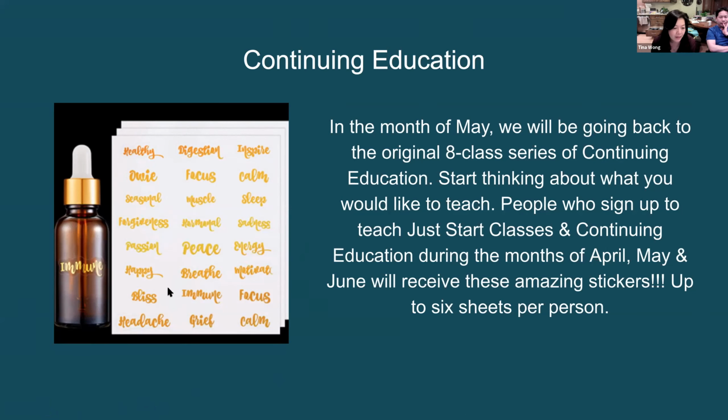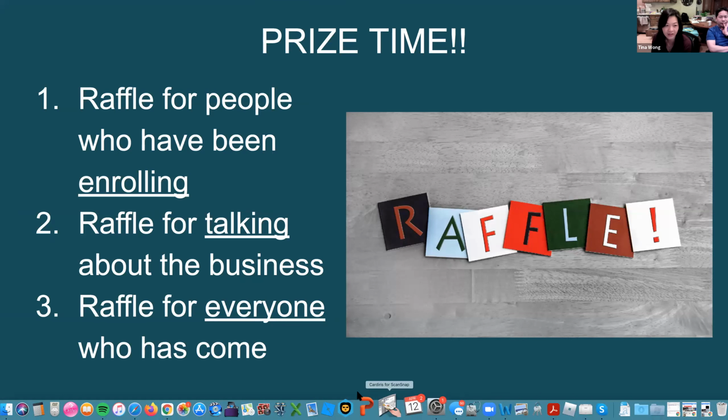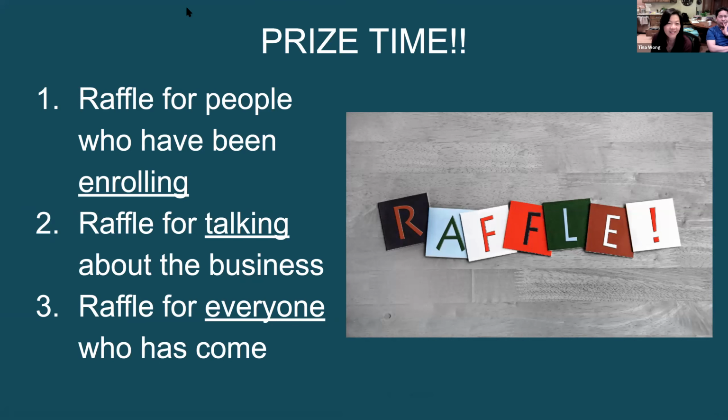Okay, let's do the raffle now. Raise your hand if you have enrolled 1 person this month. You can do it virtually too, if you want to raise that hand. Yay, Cindy enrolled 1 person. Penny's enrolled somebody. Okay, let's get the raffle on. Cindy, tell me about that experience. Who was it and how did that come to be?